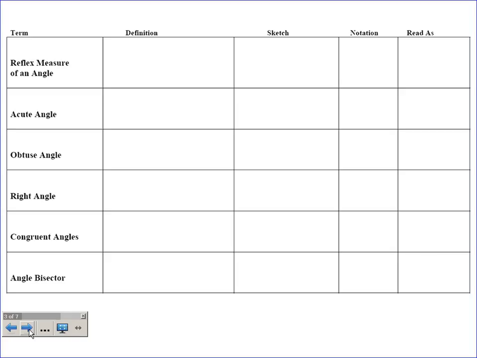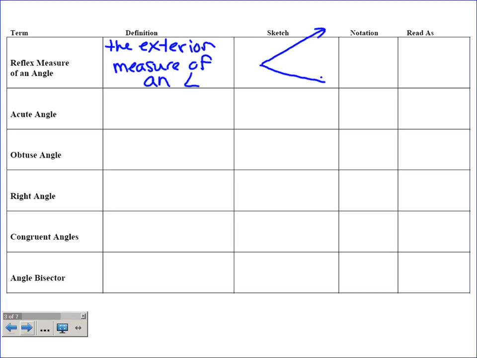Reflex angle. It's the exterior measure of an angle. The exterior measure of an angle, so basically from here to there. If I knew this was 35 degrees in here, here's a way to notate this. The exterior measure of an angle.